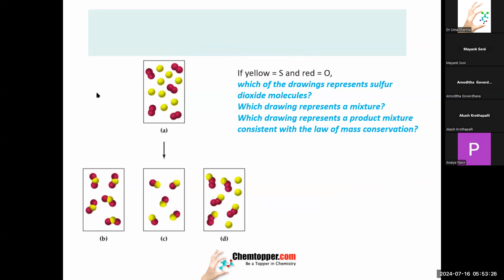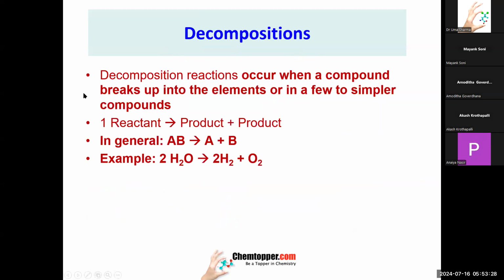So this picture representation is very important. So we were talking about the decomposition reactions. So the very first thing, very stable compounds, like water. Water is very stable. They do not undergo decomposition easily. Just by heating, you cannot break them down. They do not undergo decomposition.